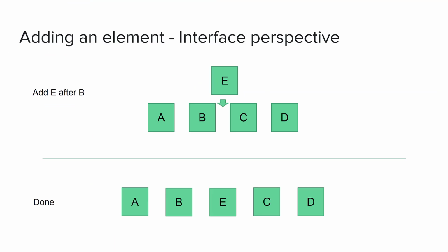Now we'll turn our attention to what it takes to insert an element into an existing list. So this corresponds to the addAfter method from our interface. From the user's perspective, if they want to insert an E after existing element B, we just imagine that the list accommodates that insertion. The E is simply inserted in between the B and the C. So from the user's perspective, that's all it takes.